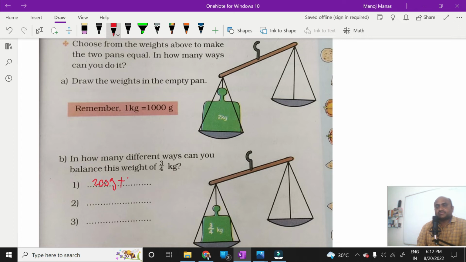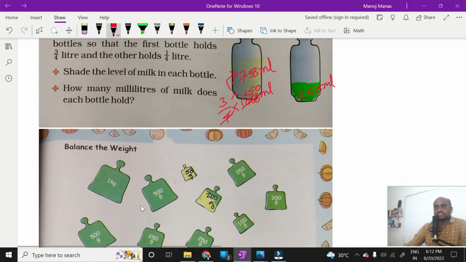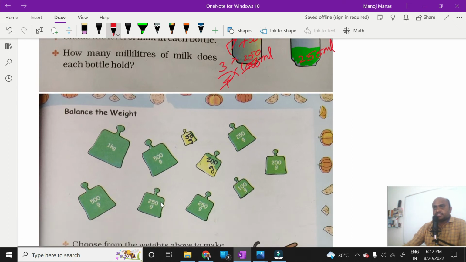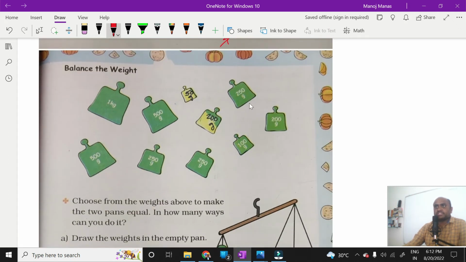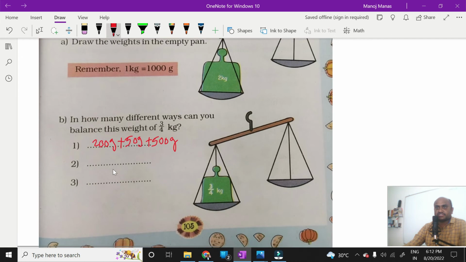Plus 50 grams plus 500 grams. So 500 plus 250 is 750. This is one way. And the second method is directly you can take 500 plus you can take 250. 250 is already there, so I didn't see that. So here we will use it. So 250 is the one more weight plus 500 grams. This is the second option.